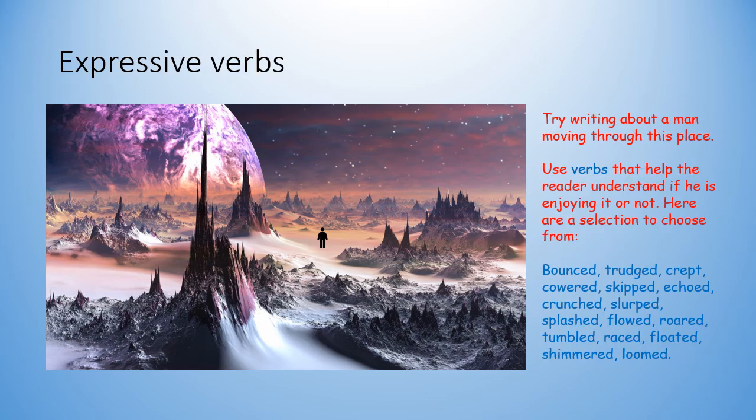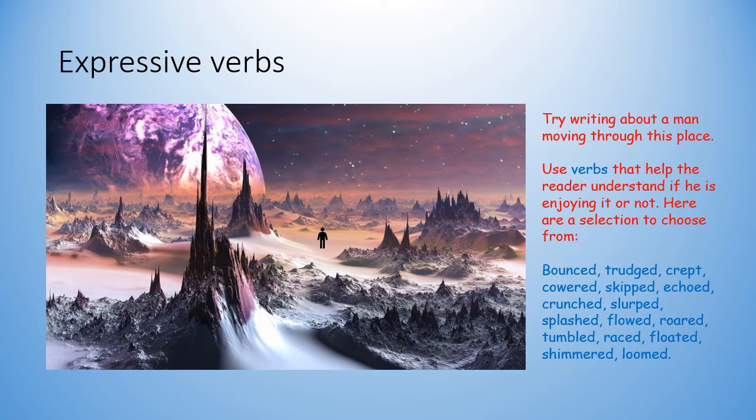Okay, finally we'll look at expressive verbs. Try writing about a man moving through this weird place. Use verbs that help the reader understand if he's enjoying it or not. Here are a selection of verbs to choose from. We've got bounced, trudged, crept, cowered, skipped, echoed, crunched, slurped, splashed, flowed, roared, tumbled, raced, floated, shimmered, loomed.